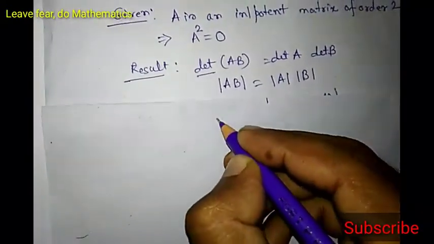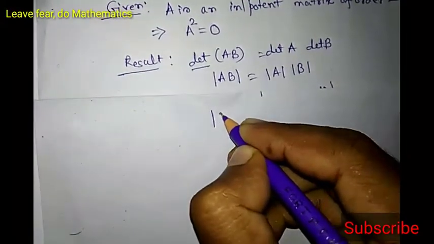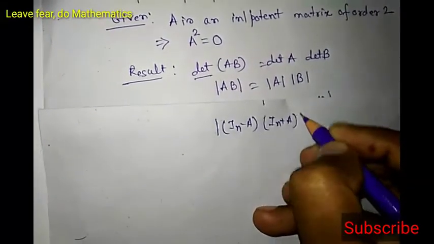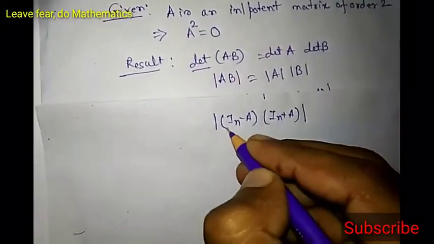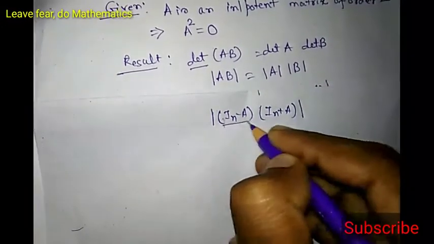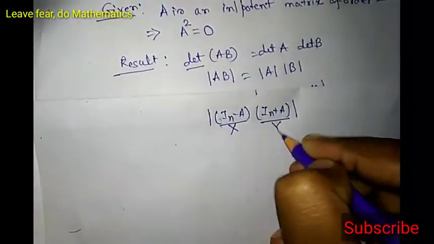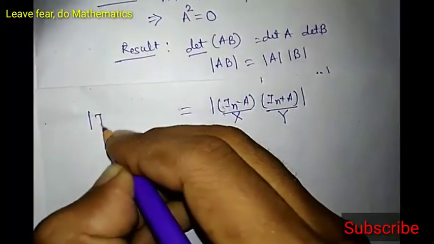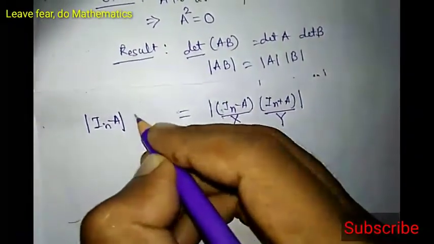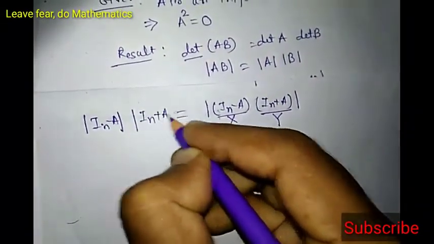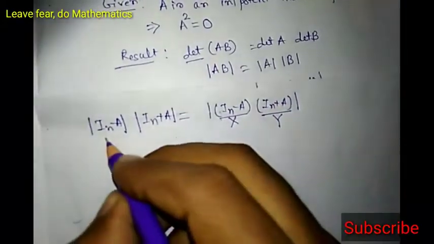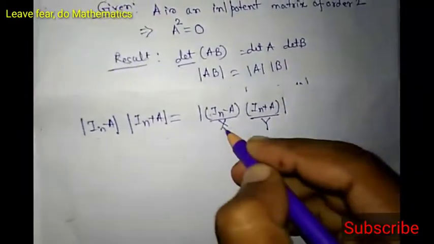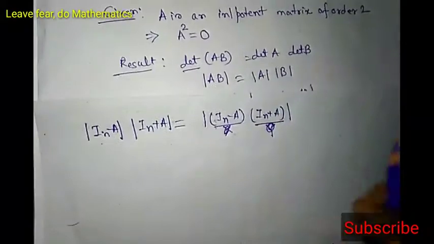Now consider the product In minus A times In plus A. Consider the product of this matrix and then the det. So consider In minus A as matrix X and In plus A as matrix Y. Then we have det of XY, which equals det X times det Y, that is det of In minus A times det of In plus A. So we have used this result, det AB equals det A det B.